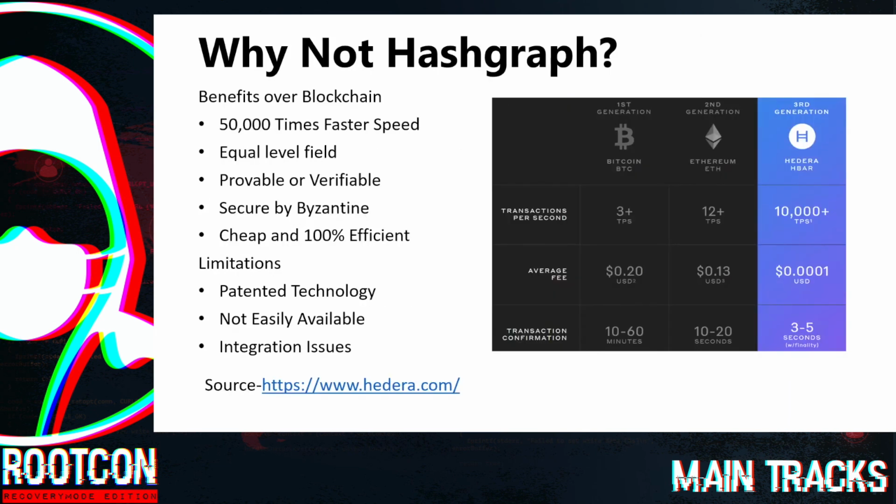Why not hashgraph? Many of the professionals, researchers, and peers must be thinking about hashgraph and why we are not using hashgraph in OT security monitoring. It has significant benefits over blockchain: it is faster than blockchain, it is a level playing field, it is provable and verifiable, it is secure by Byzantine fault tolerance, it is cheap and 100% efficient.